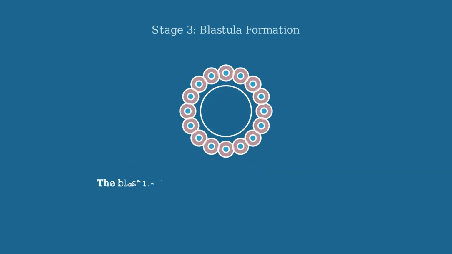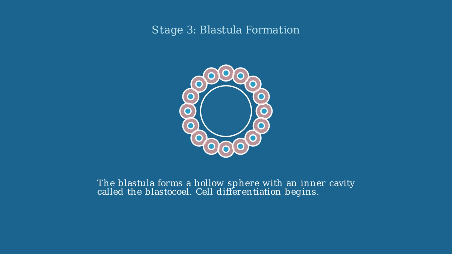After several rounds of cell division, the embryo forms a blastula. The blastula is a hollow sphere of cells surrounding a fluid-filled cavity called the blastocoel. At this stage, cells begin to differentiate.